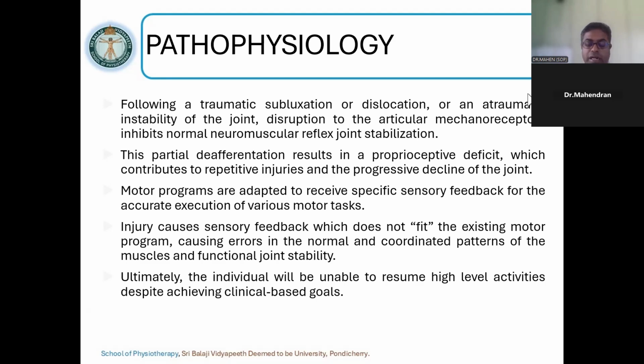But after some period of time, there is a chance of recurrence, or sometimes the patient couldn't resume a high level of function because of the loss of proprioceptors. So by using RNT, these loopholes could be filled.